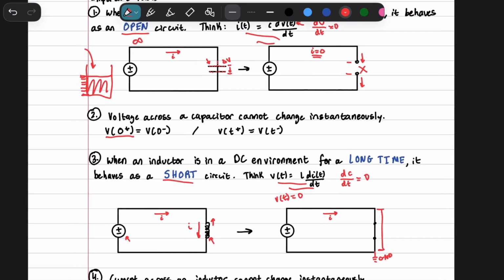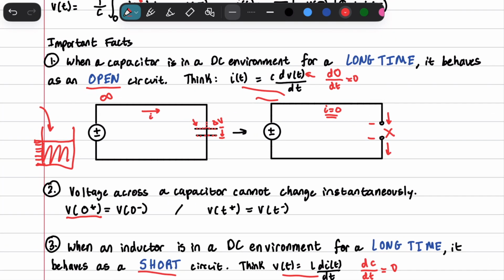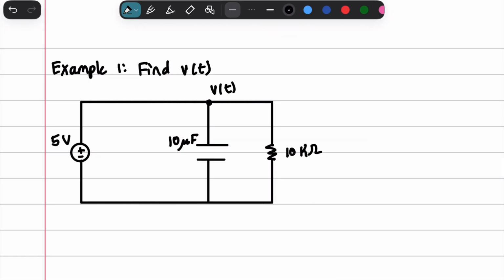So make sure to take a screenshot or something, write these down, because we're going to be using these ideas for the entirety of this unit, okay? So we're going to go ahead and do some practice problems. All right, let's do this.